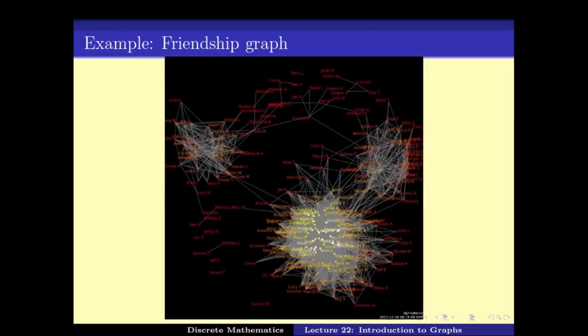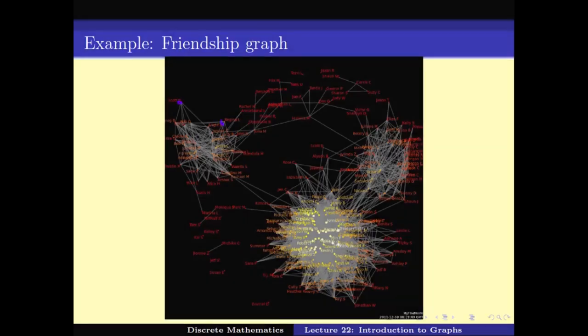This is a typical friendship graph. I have a point for every vertex. So this is one vertex, this is one vertex, this is one vertex, and so on. All the vertices represent people, and there is an edge if they are friends with each other in the social network.